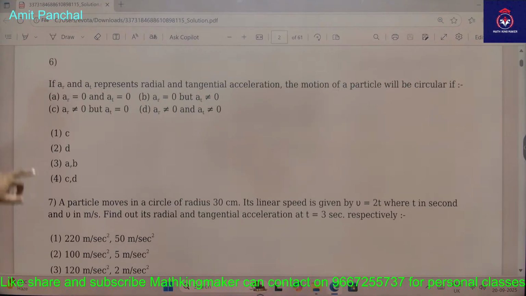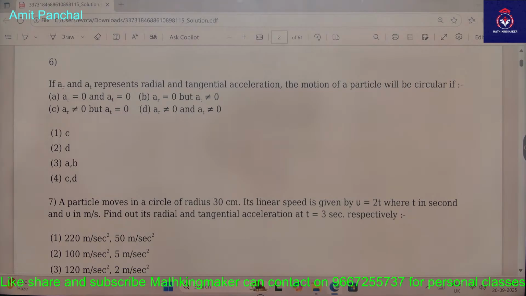Sixth one. Yes, okay. Just mark that fifth one. Okay. Sixth. Any doubt in sixth? One second. Yes, sir. Can you explain why the answer is C and D? What's the difference?